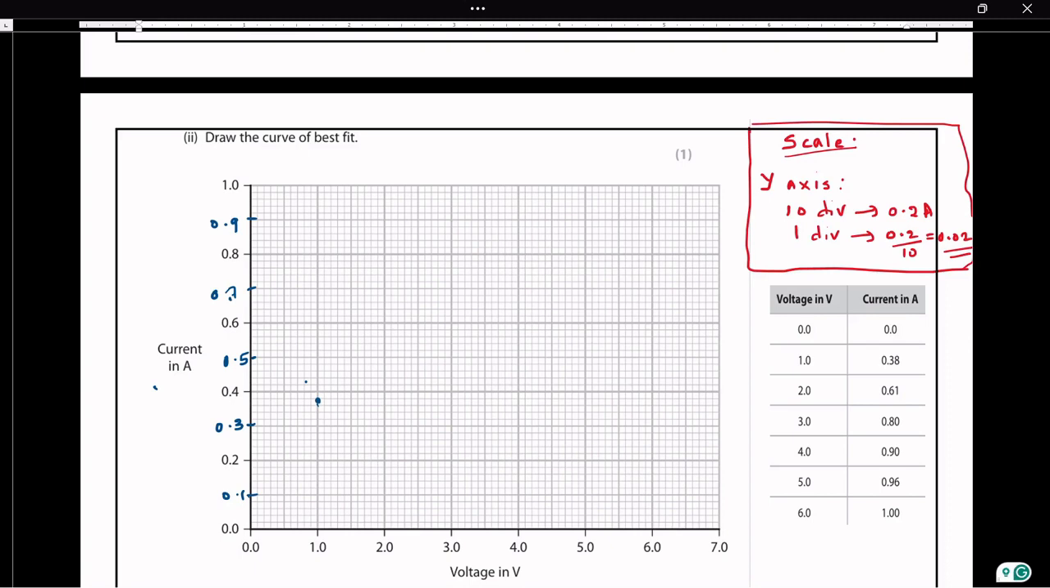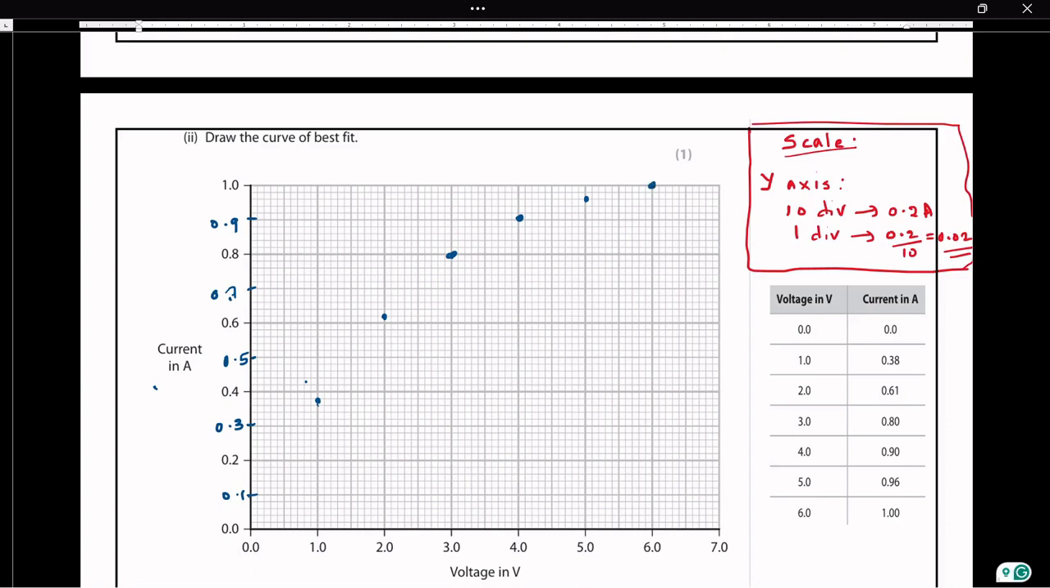Now the next one is 2 and 0.6. Where is 0.6? 0.6 is here, it will come somewhere here. 3 and 0.8, then 4 and 0.9, it will come here. Then 5 and 0.96, it is here. And 6 and 1, so 6 and 1 it is here.